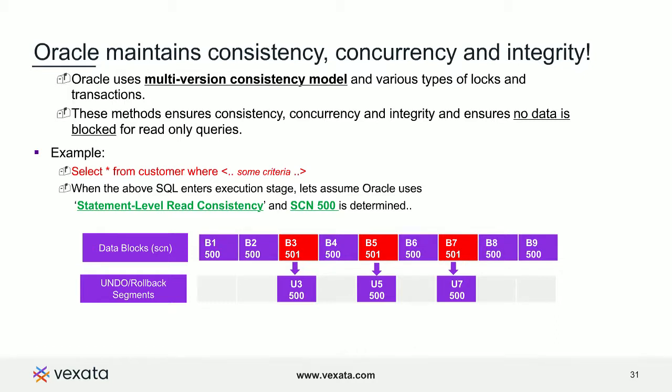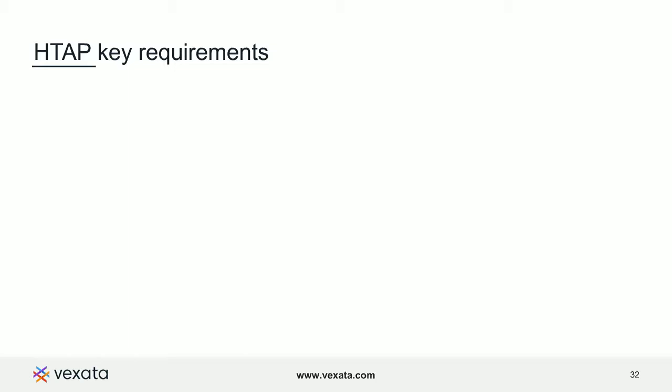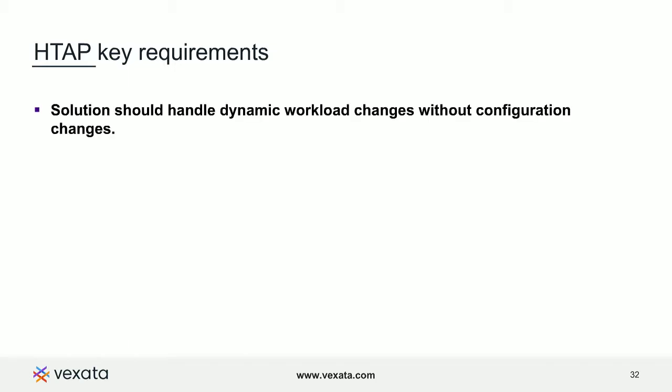So block 1, block 2, no issues because block 1 and block 2 have SCN 500. Block 3, when it tried to scan block 3, it notices that somebody changed the SCN from 500 to 501. So it goes and fetches the previous image from the undo or rollback segment. And so on. This is just a quick example, and Oracle uses various other methods to maintain consistency, concurrency, and integrity. So now let's move on to the other HTAP requirement.